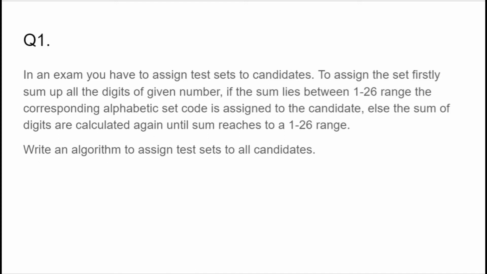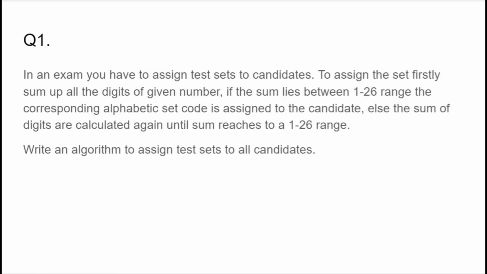So the first question we have here is, in an examination we have to assign the test sets to candidates, and to assign the test set there are certain conditions. Firstly we have to sum up all the digits of the given number, and if the sum lies between the range of 1 to 26, then the corresponding alphabetic set code is assigned to the candidate. And if this is not the case, then we have to calculate the sum of all the digits again and again until the sum reaches a range of 1 to 26. So we have to write the algorithm to assign the test set to all the candidates. So let's move to the coding part.